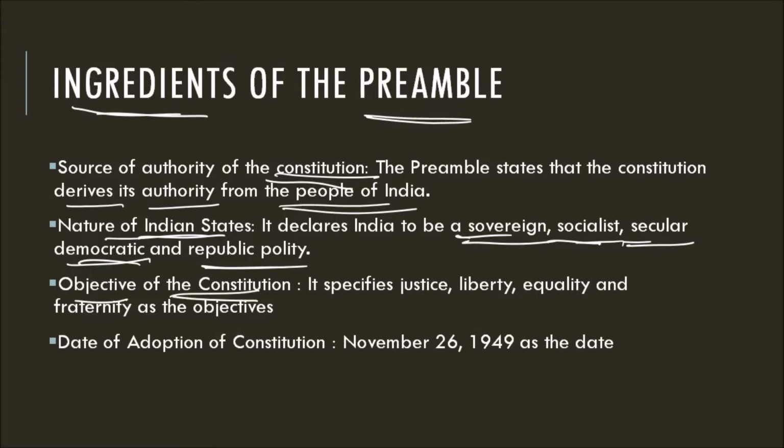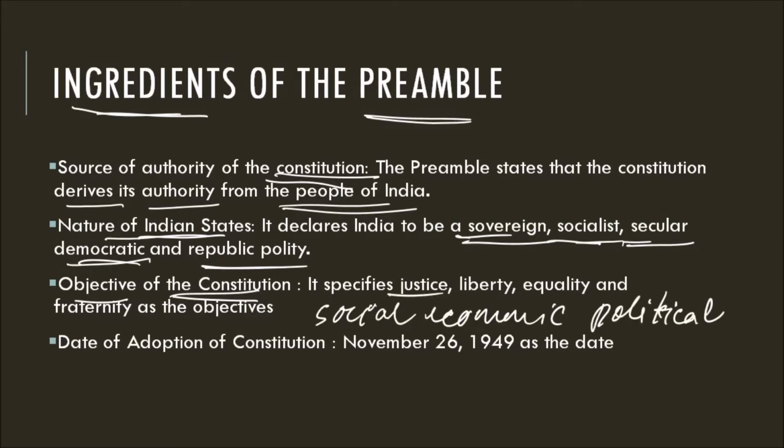The following line says to secure justice, social, economic, political, liberty of thought and expression, belief and faith and worship, and equality of status and opportunity, and to promote fraternity among the people. So these were the objectives of the Constitution. That is justice among the people, liberty among the people, equality among the people, and fraternity among the people.